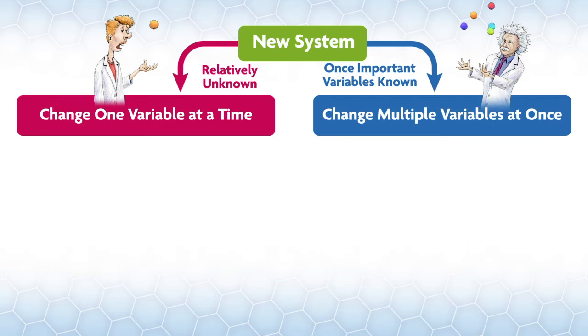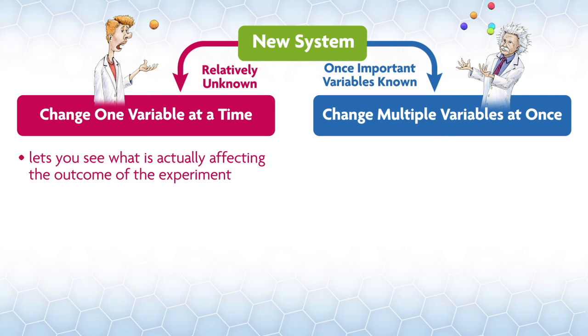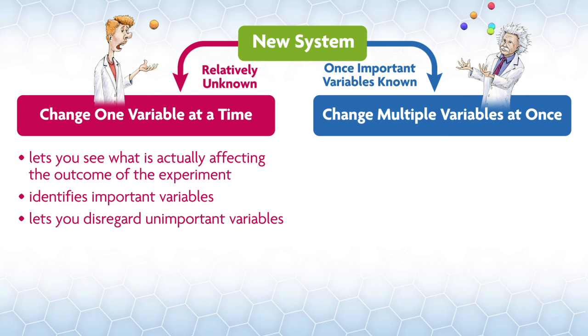When you don't know much about a new system that you're studying, changing one variable at a time is a good idea. It lets you see what is actually affecting the outcome of the experiment, identifying important variables and allowing you to disregard unimportant ones. It is certainly true that you should do some of this first to find out what variables are important. What usually isn't mentioned is that this is a terrible way to optimize and learn more about the system once you know the variables that affect it.